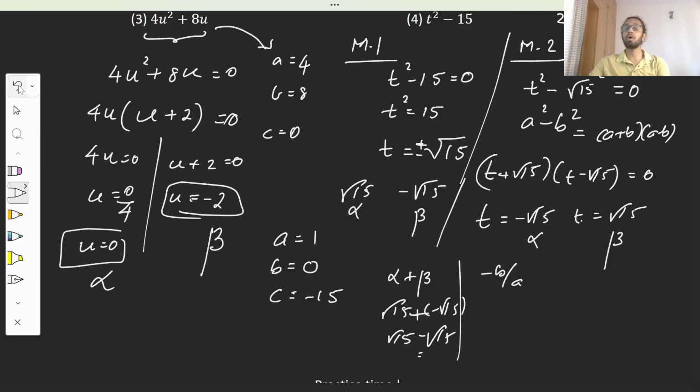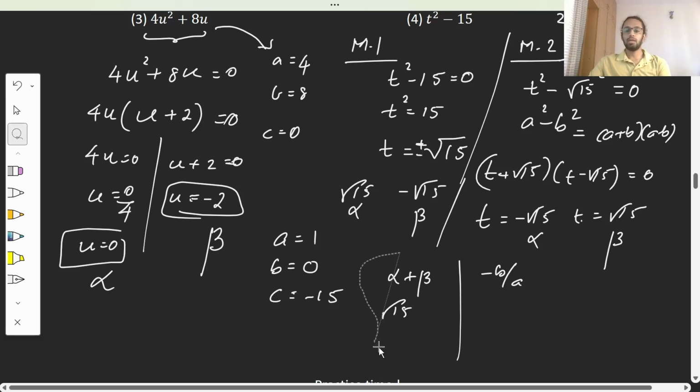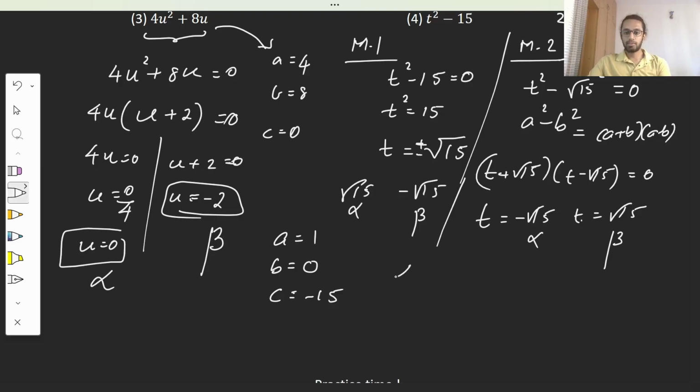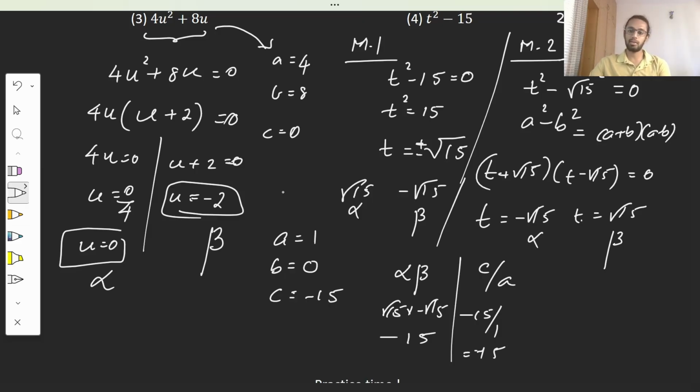When it comes to product of the zeros, that is alpha times beta, let us learn how to do that. So alpha beta, whether it's equal to c by a. Alpha, as you can see, is root 15, beta is minus root 15, plus times minus is minus, root into root, the roots go off and you get 15. C by a is minus 15 by 1, which is nothing but minus 15. So this is the verification for the product.